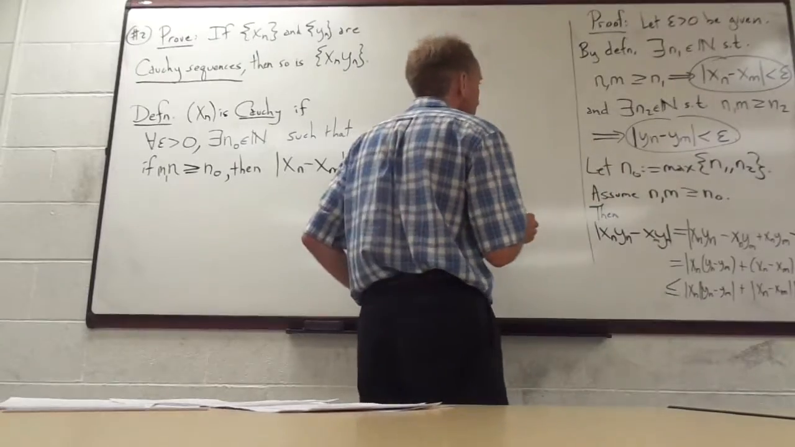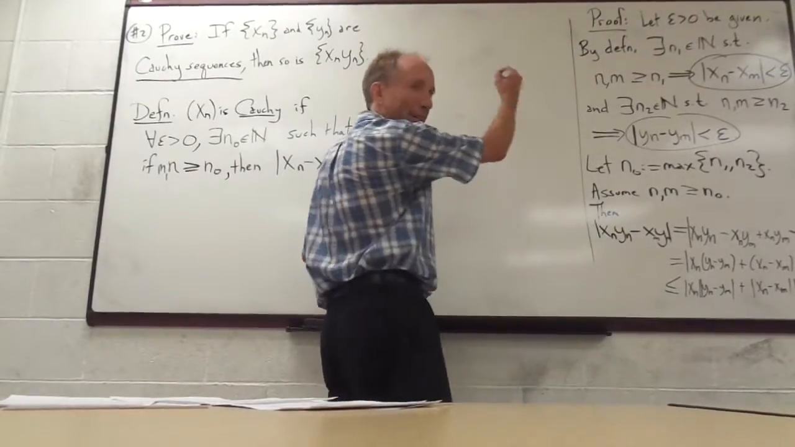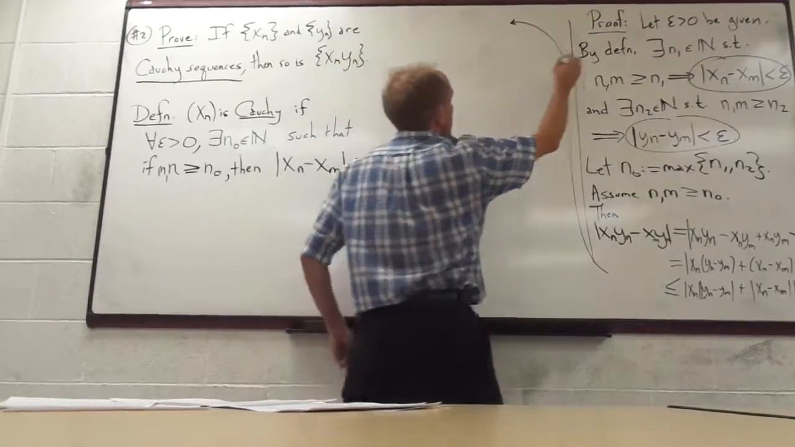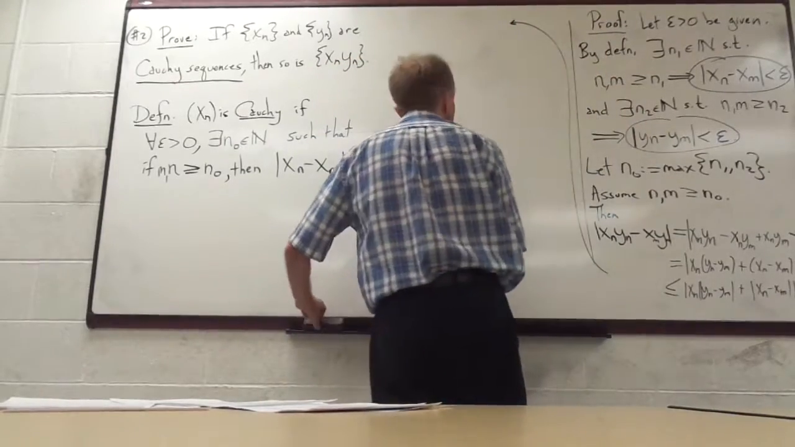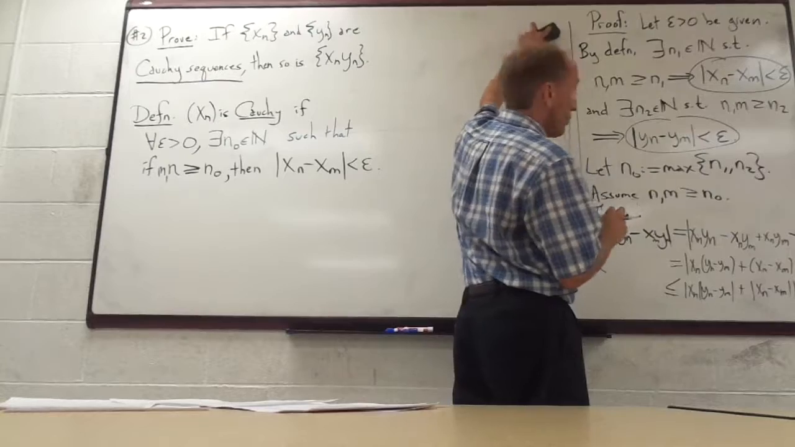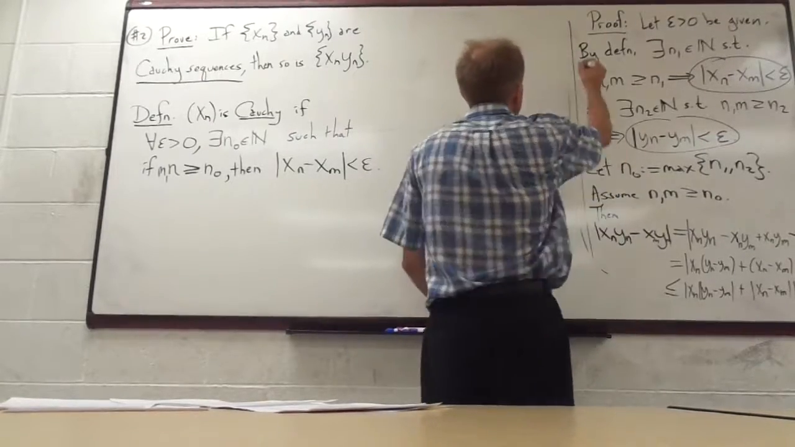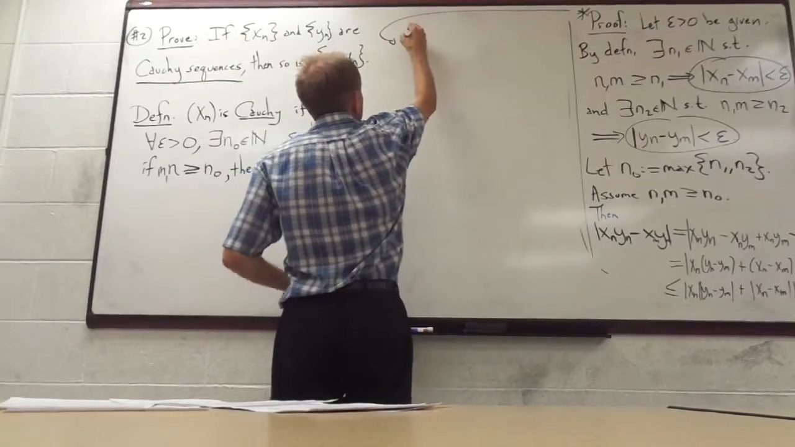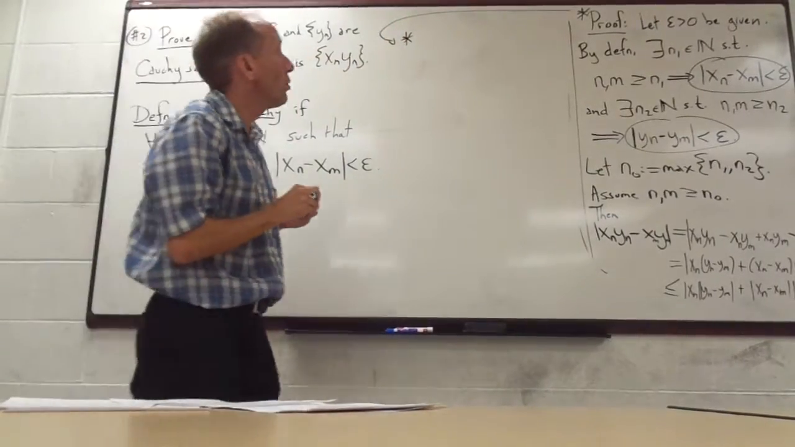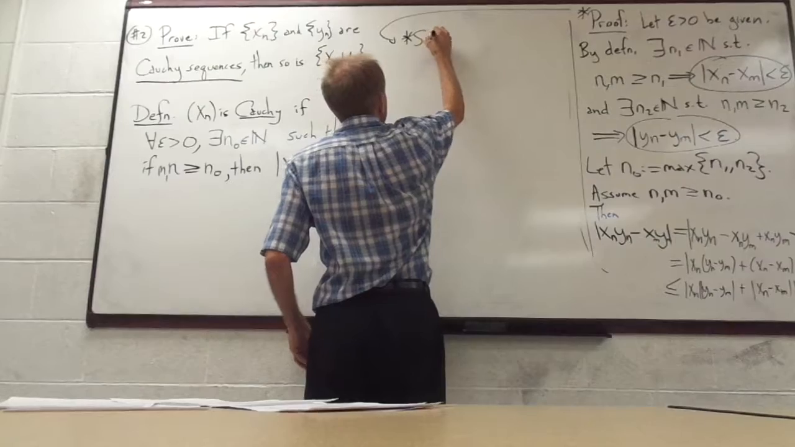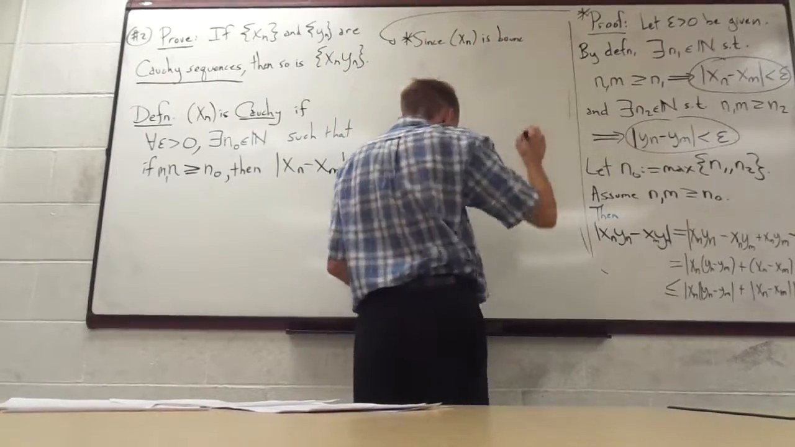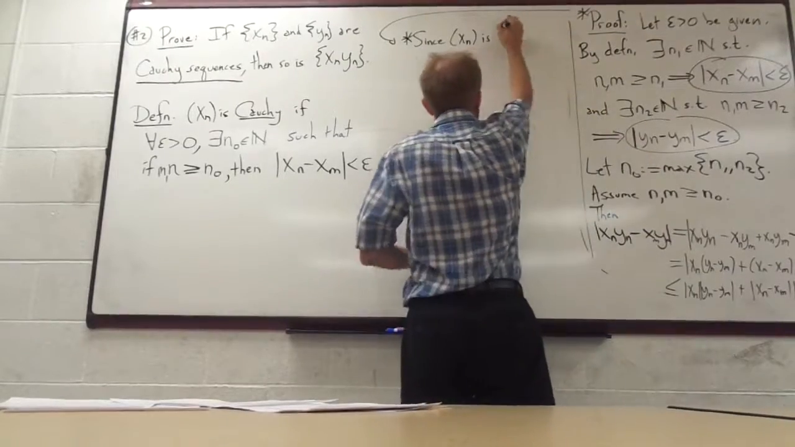So I actually need more room for this proof. I'm going to come over here. Maybe what we'll do is just an insert into the proof. I'm going to do an insert over to here, just so I have the room for it. Okay, so since xn is Cauchy, it is bounded.